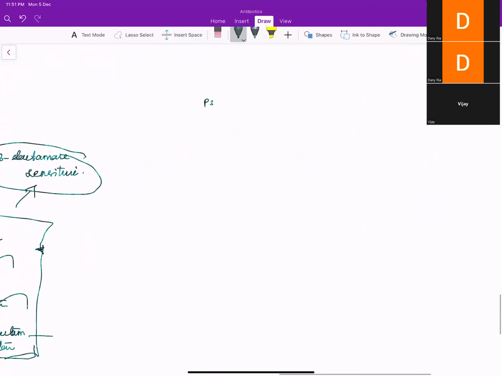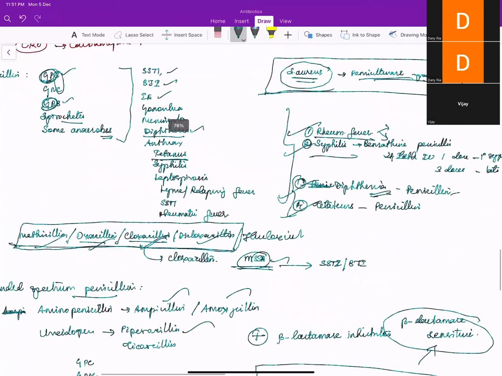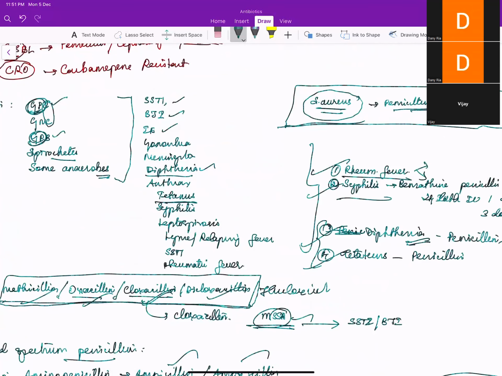Now tell me, can pip-taz be used for respiratory infection? Yes, it can, because it has the basic spectrum of penicillin. So pip-taz covers lung also. In addition, it covers abdomen. So next time there should not be any question whether pip-taz can be given for lung. Pip-taz can be given for lung. It can.